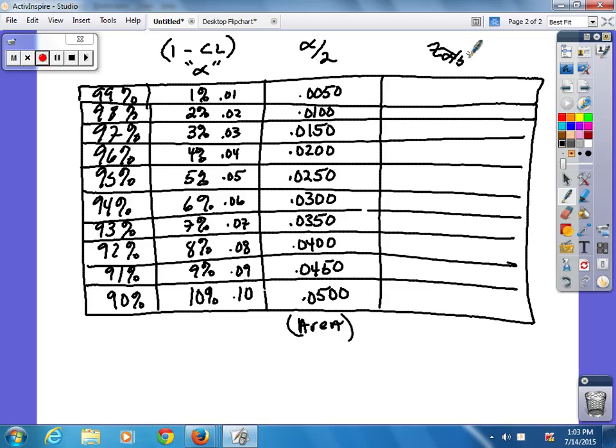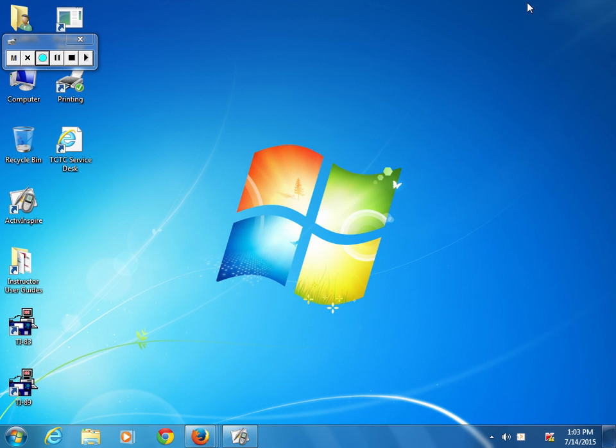That's called Z sub alpha. So I want you to look up all those z-scores. Do that right now. Get your handy dandy calculator out, inverse norm. And tell me what those z-scores are. Well, I'm going to do the first one and the last one, and then y'all can fill in the rest of them. Let me pull up my handy dandy calculator.